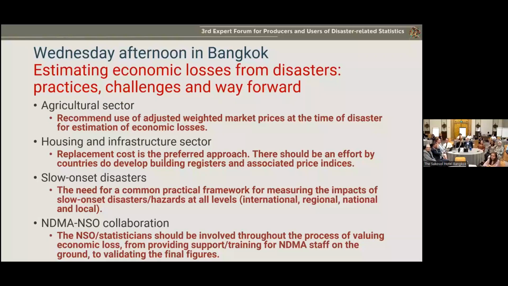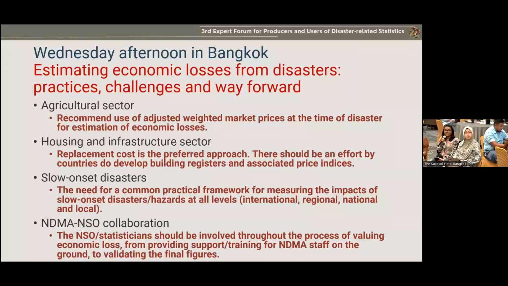Yeah, and today's afternoon session was actually on estimating economic losses from disasters, and the practices countries are actually practicing, and the challenges and the way forward we discussed. And we had long discussions in 4 groups on 4 key areas, mainly on the agriculture sector. And we came up with 4 key outcomes and actions. On the agriculture sector, it was recommended to use adjusted weighted market prices at the time for estimation of economic losses.